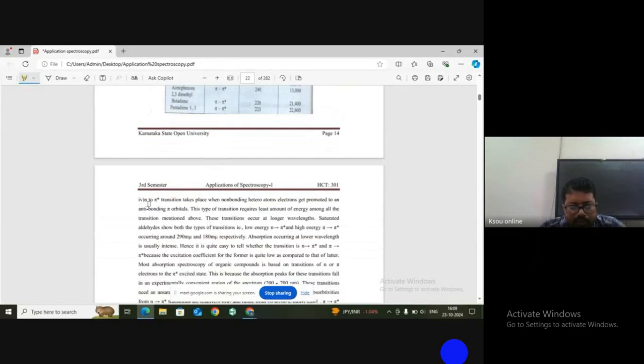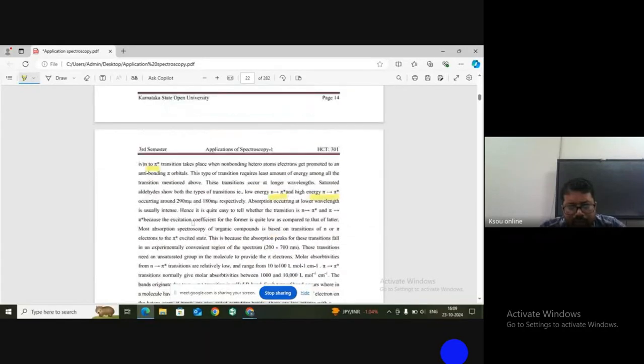In the fourth type, n to pi star, this is low energy and pi to pi star is high energy. Hence it is quite easy to tell whether the transition is n to pi star or pi to pi star. The n to pi star occurs around 290 and pi to pi star around 180 nanometers respectively. Absorption occurring at low wavelength is usually intense.